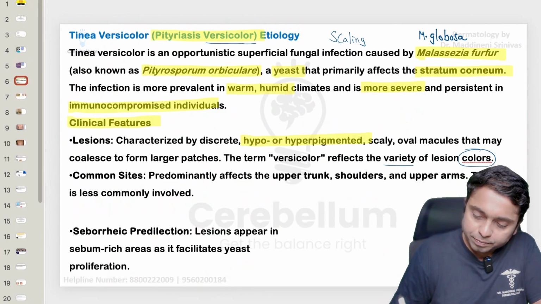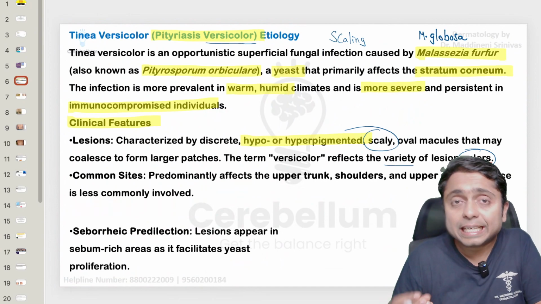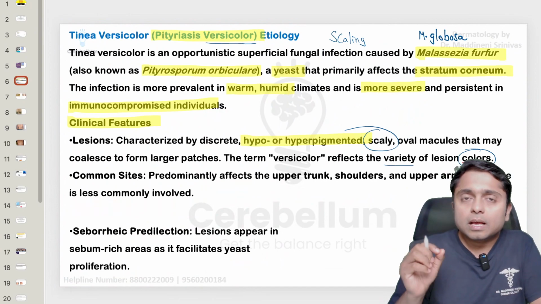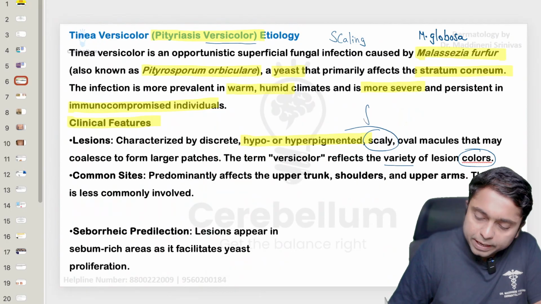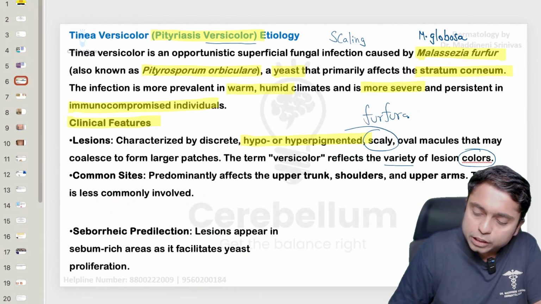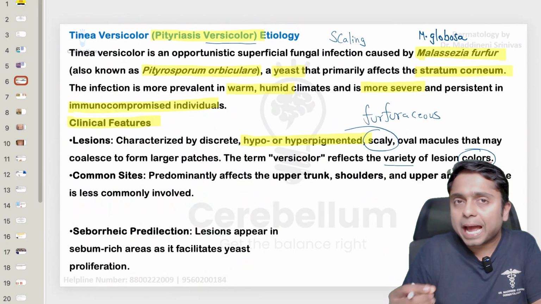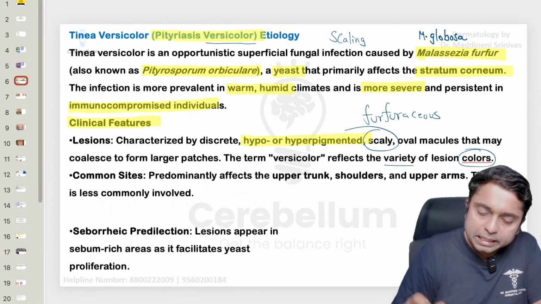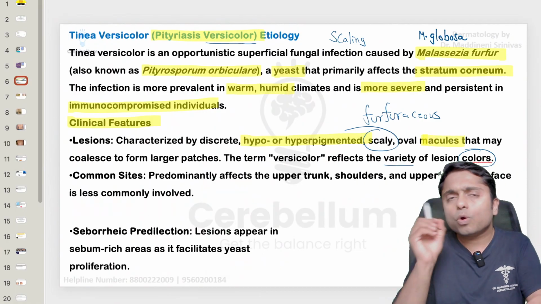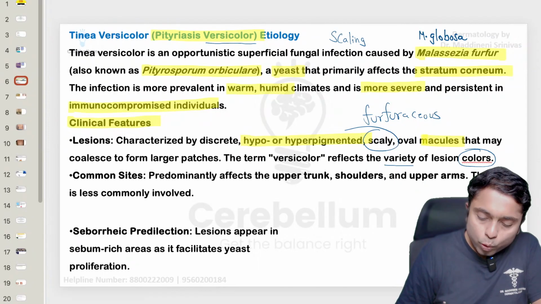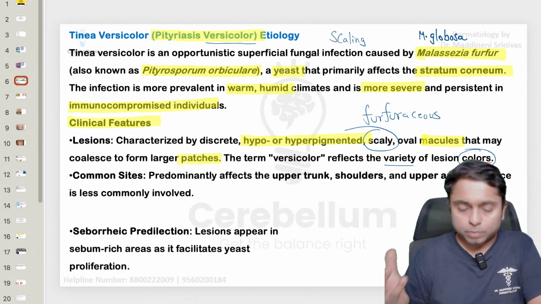And why it is called pityriasis? Because the lesions will be scaly. So there will be scaling present, which is referred to as furfuraceous scaling or fine branny scaling. And these are going to be in the form of small macules that can coalesce to form larger patches.